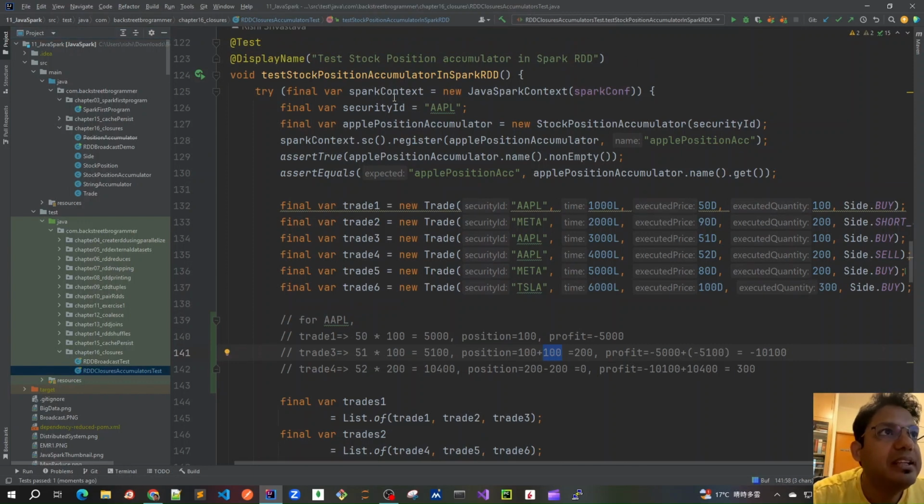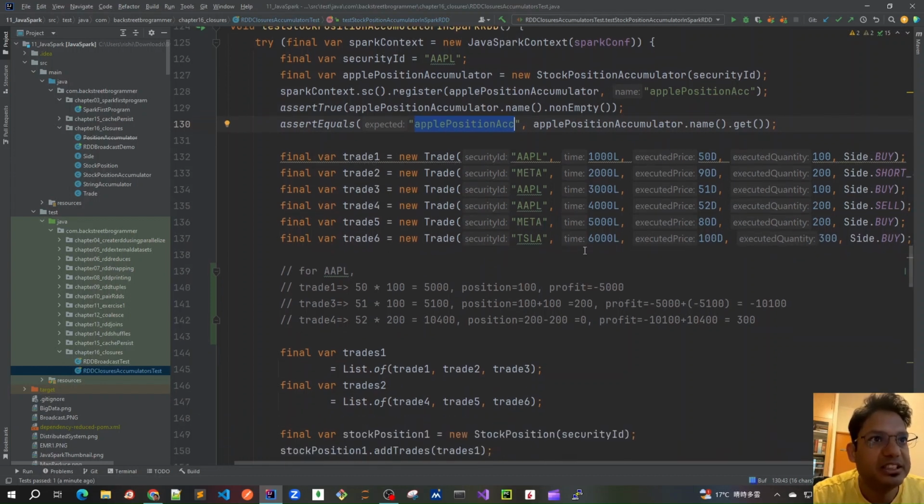So in our unit test, we create a Spark context as before. We have the security ID for which we are trying to calculate our stock position accumulator and calculate the profits and positions based on the trades that we are receiving throughout the day. So we create this accumulator class by passing this constructor parameter, and then we register it with a particular name, set as Apple position ACC like this. And this is what we can assert, that by using this name, we can actually get the exact name that we have set here while registering it with the Spark context.